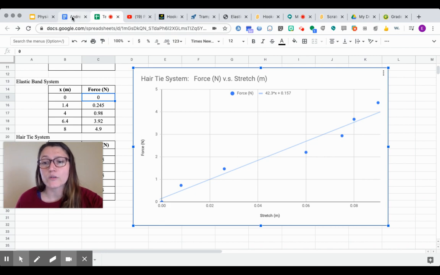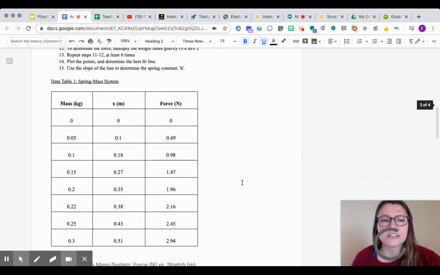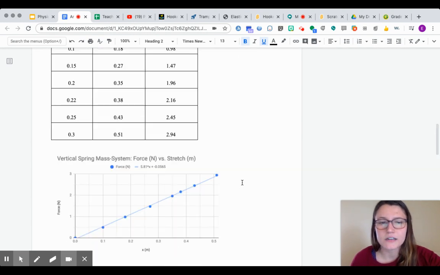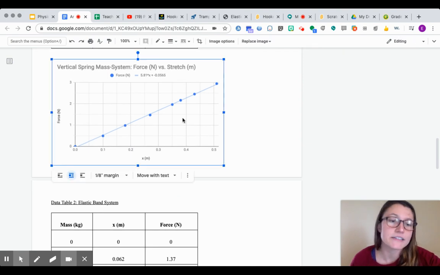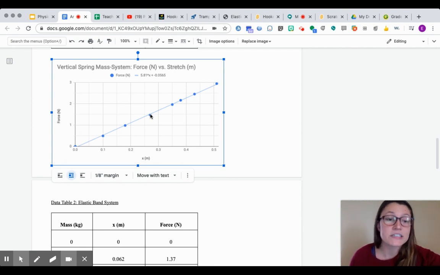If you take a look at your spring mass system graph, I'm going to use a student example to demonstrate that. So this student had already handed the lab in, so I'm going to use their graph as an example. So we can see that 1, 2, 3, 4, 5, 6, 7, maybe this one's a little bit off, so let's say 6. 6 out of the 7 data points for the spring mass system fit the linear trend line, while none of those 6 data points fit the trend line for the elastic band or rubber band system.